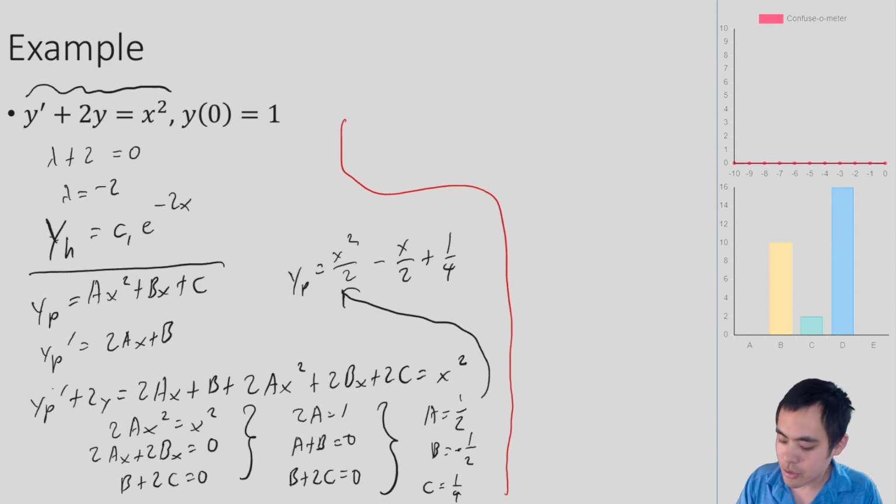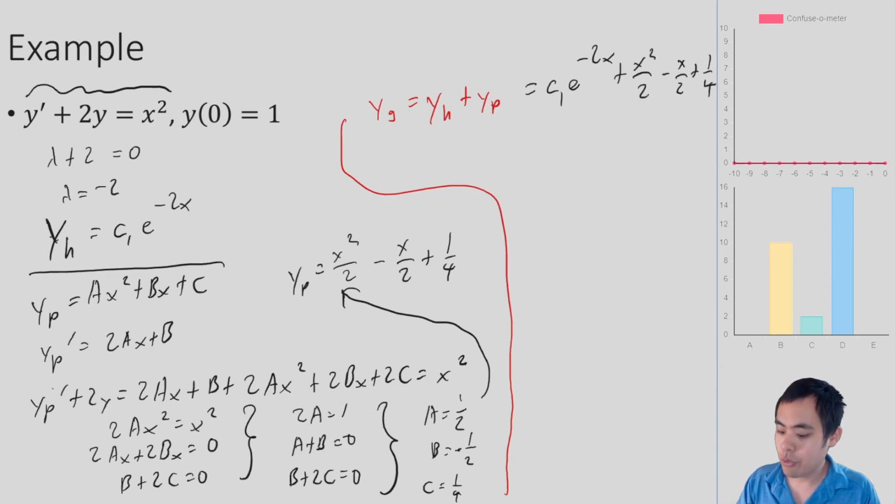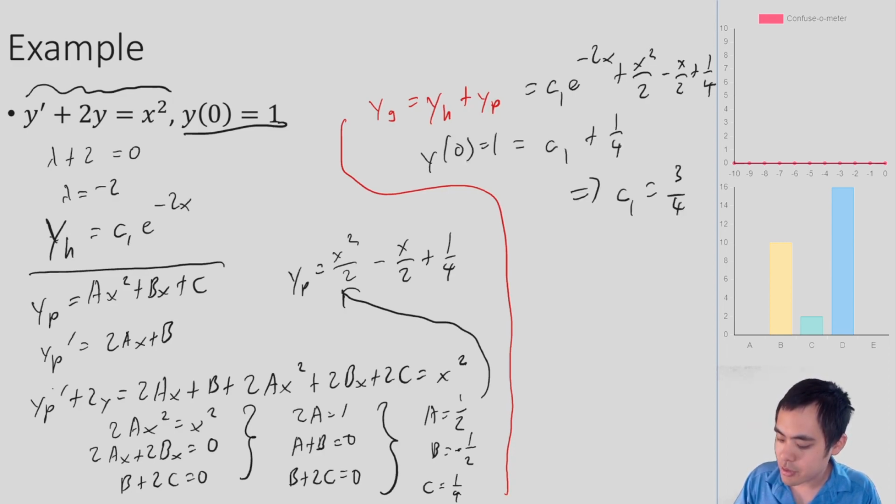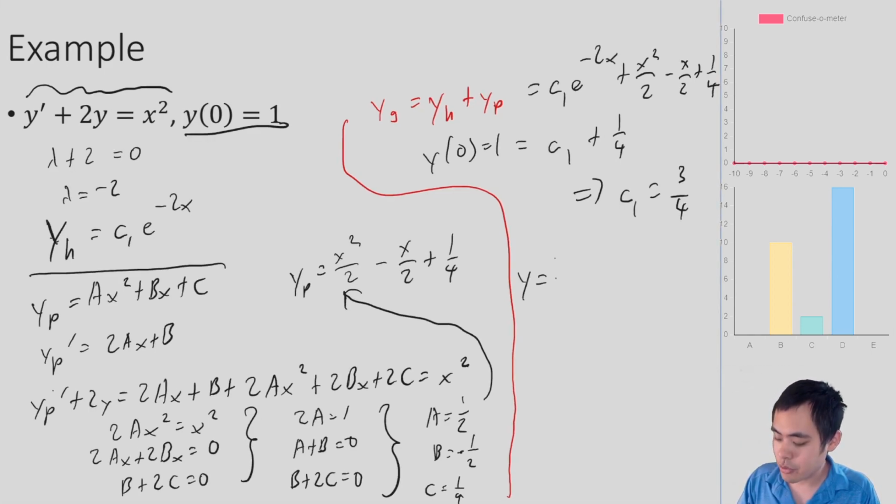So the general solution is y gen is equal to y homogeneous plus y particular, which is equal to c1 e to the minus 2x plus x squared over 2 minus x over 2 plus 1/4. And if you want to solve for the initial value, you have y of 0 is equal to 1, which is equal to c1 plus 1/4, which implies that c1 is equal to 3/4 when you plug in 0 there. And therefore, the final answer is y is equal to 3/4 e to the minus 2x plus x squared over 2 minus x over 2 plus 1/4.